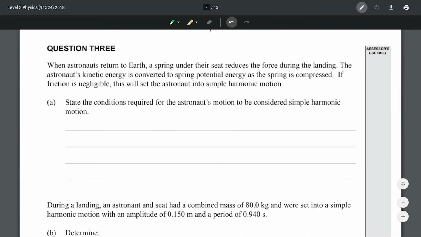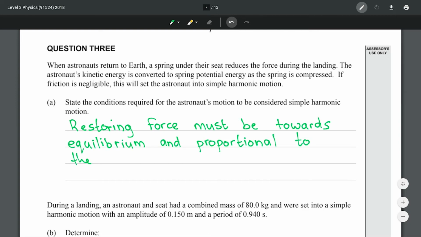Question 3. When astronauts return to Earth, a spring under their seat reduces the force during the landing. The astronaut's kinetic energy is converted to spring potential energy as the spring is compressed. If friction is negligible, this will set the astronaut into simple harmonic motion. State the conditions required for the astronaut's motion to be considered simple harmonic motion, which is just a stock standard answer and is a question that is asked in almost every mechanical systems exam. Restoring force must be towards equilibrium and proportional to the displacement.